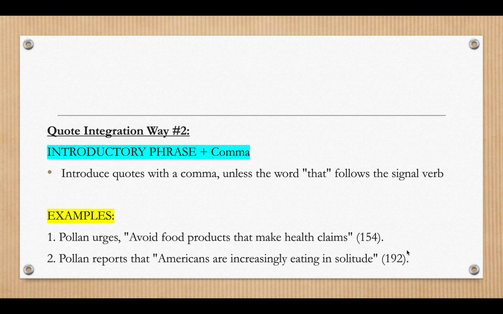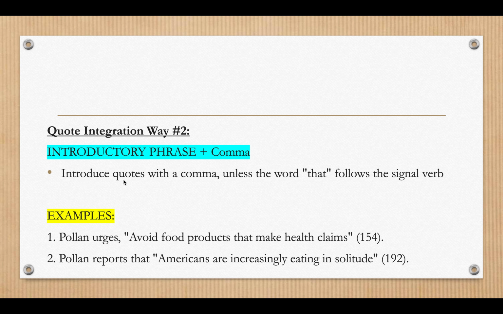All right. Second example: this is the introductory phrase plus a comma example. There are two examples here, and I want you to write both of them down. One of them uses the comma and one of them does not. Both of them work, but please write both of them down. The introductory phrase means it's just a phrase, not a full sentence, and we're adding a comma to it to introduce our quotation, okay?